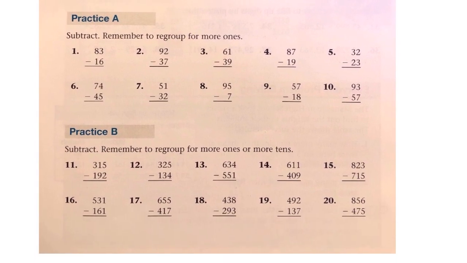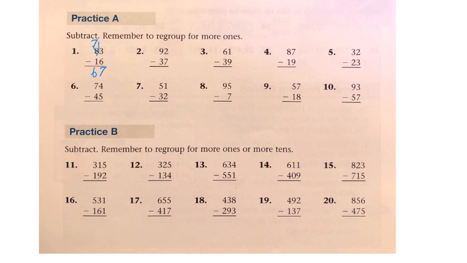Practice A. Remember to regroup for more ones. 83 minus 16. We can't take 6 from the 3, so we come over here and take one of these 10s. Now there's only 7 10s, and give one of them to the 3. Now we have 13. 6 from 13 is 7, and 1 from 7 is 6. So that's how we can regroup for more 1s.